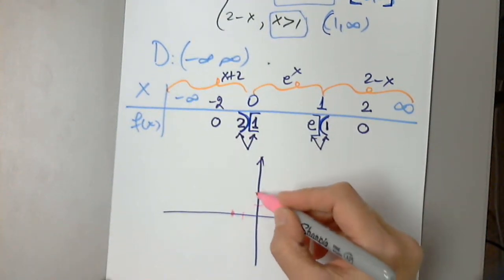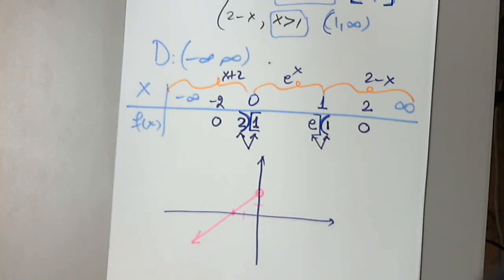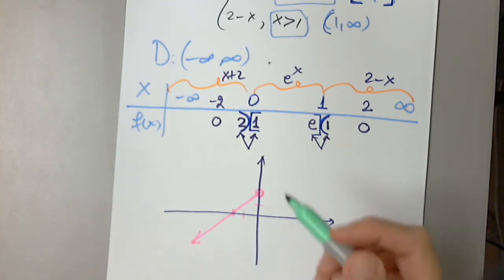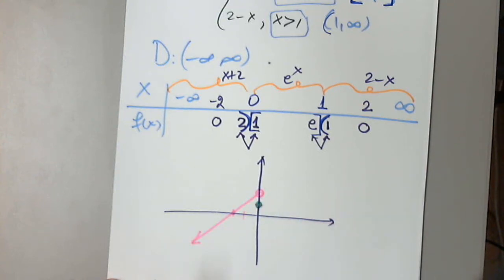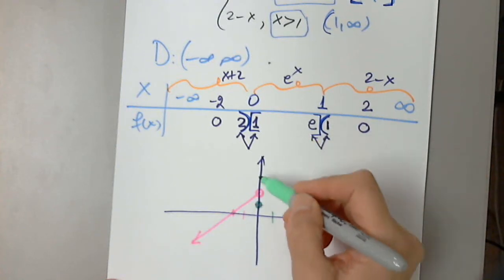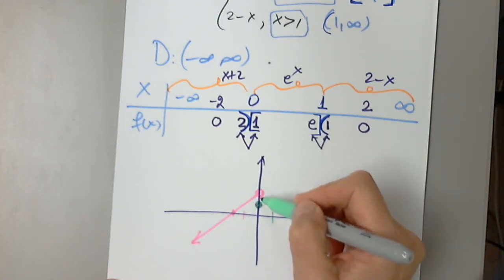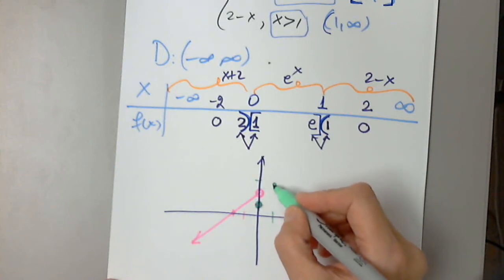So -2, 0. 0, 2, but that will be an open point. And this is the first branch. And we can't change that. We cannot extend it to the right. Please be very careful. Now, 0, 1, this is a full point. And 1, e is roughly 3. So this is 0, 0, 1, 2, roughly 3, and this is a full point.